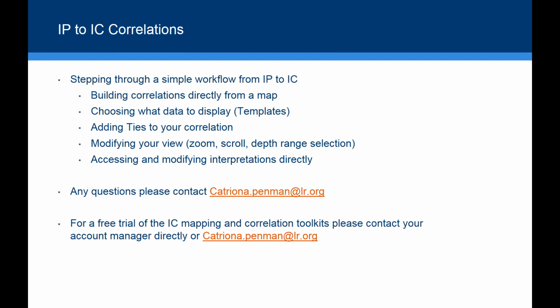And that was our IC correlations. What we went through was building that correlation step by step directly from a map. We spoke briefly about templates and how to build those, or how to use your IP templates, adding ties, modifying that visualization of your correlation on the chart, and accessing the data and modifying any interpretation directly from your correlation.